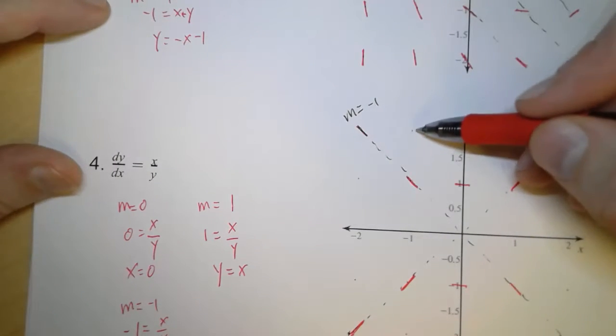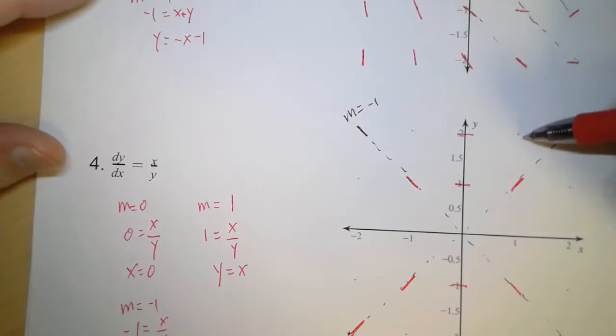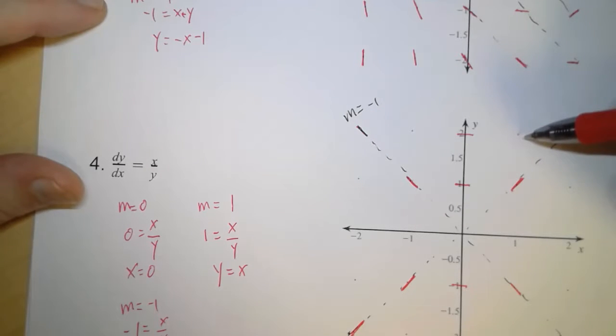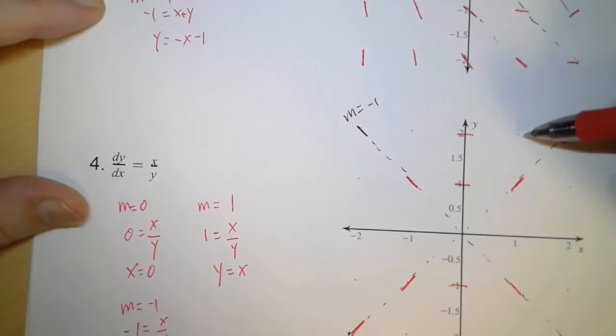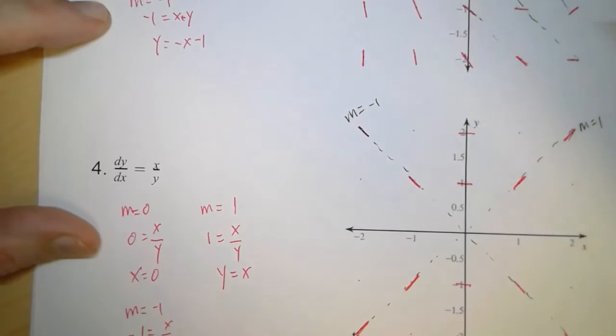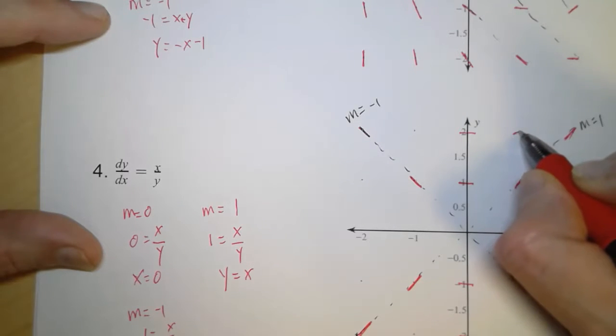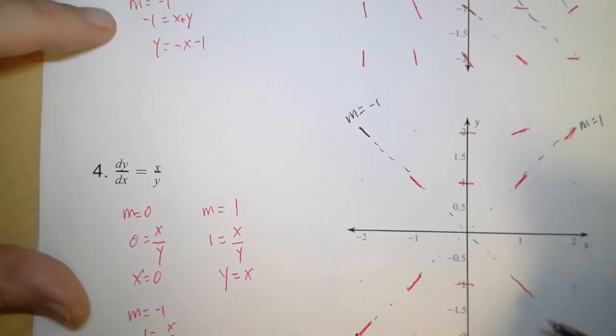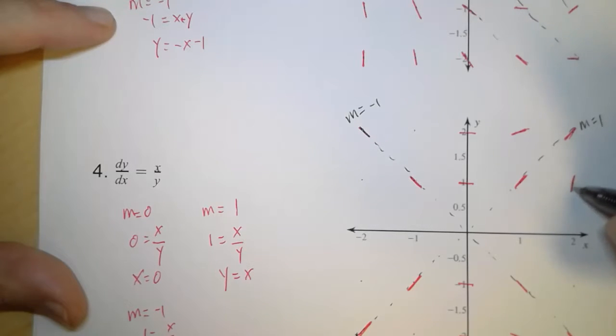So what about this point right here? Here I have an x value of 1, and I have a y value of 2. So that means I should have a slope of 1/2. So that should be like that. And this means right here that I should have a slope of -1/2, like that. Here I've got an x value of 2 and a y value of 1, so I should have a slope of +2. Now here, my y value is opposite, so that means I have a slope of -2.